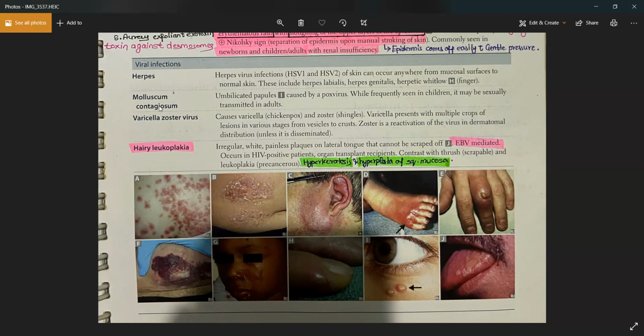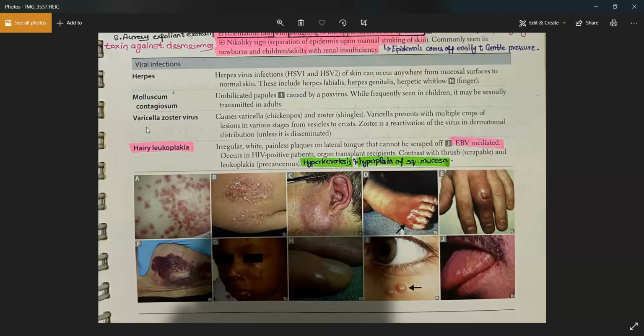Then comes the molluscum contagiosum, which is an umbilicated wart. What you will get is a wart-like lesion, a pedunculated region with a central indentation like that. This is the molluscum contagiosum. It is caused by the pox virus. Very important.